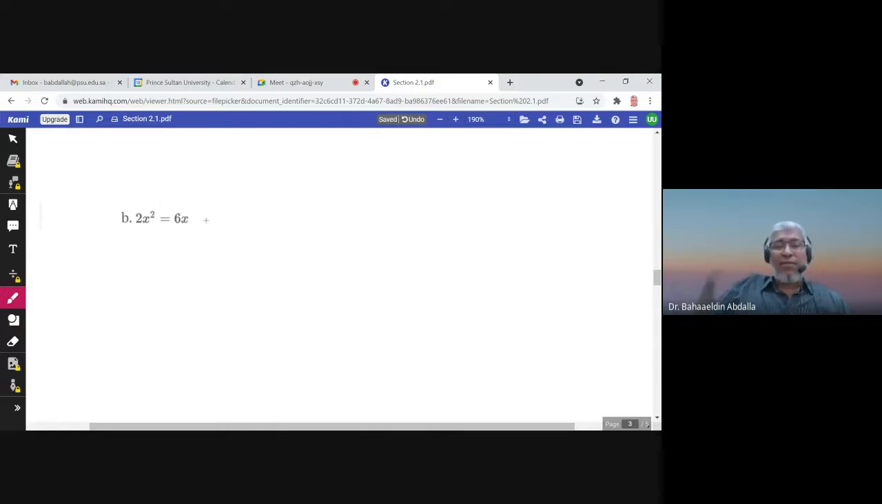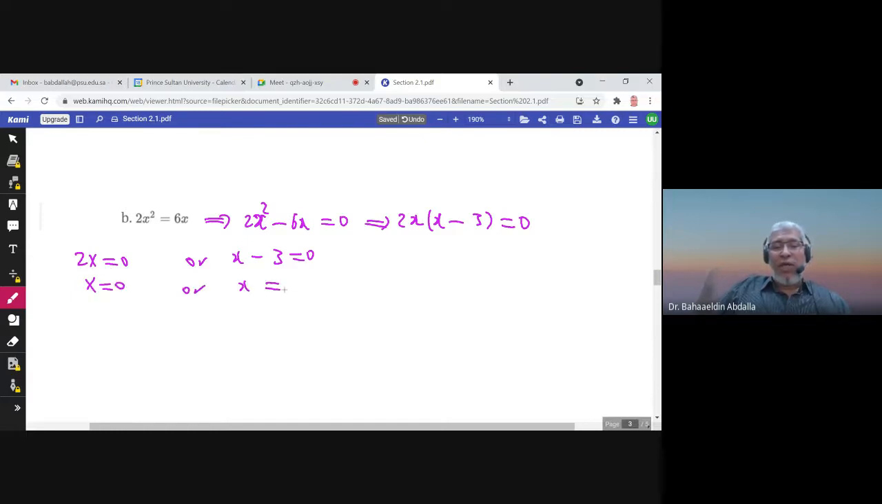Another example, as usual, a quadratic equation. So I take everything to the right-hand side. I can divide by 2, but let me this time not divide by 2 and take 2 as a common factor. x also is a common factor. 2x squared divided by 2x is x, minus 6x divided by 2x is 3. So either 2x is 0 or x minus 3 is 0. Now if you divide by 2, x would be 0, and here x is 3, and these are the two solutions of this equation.